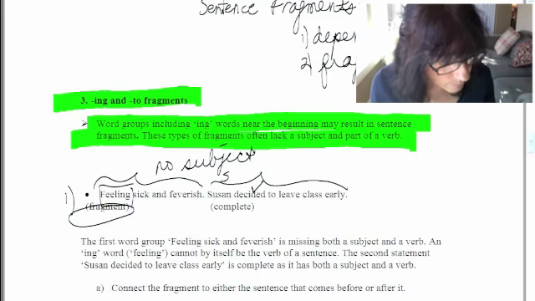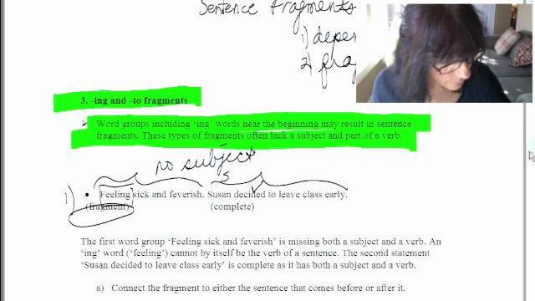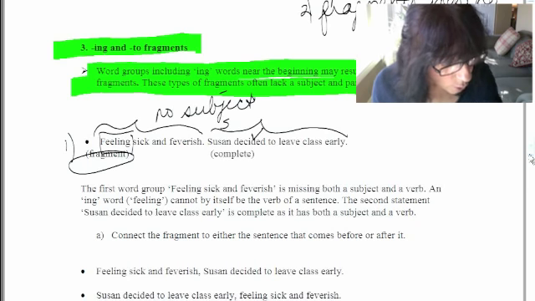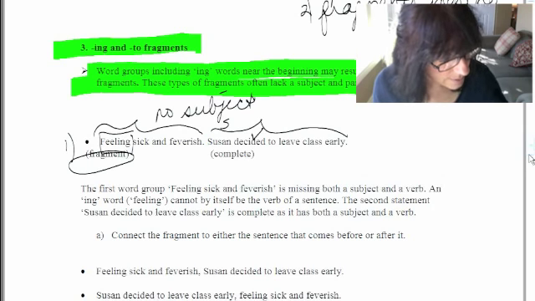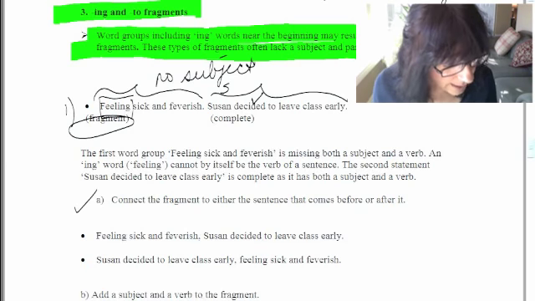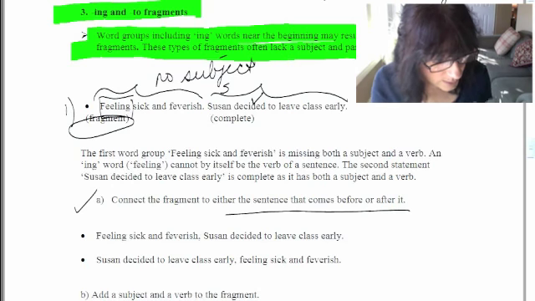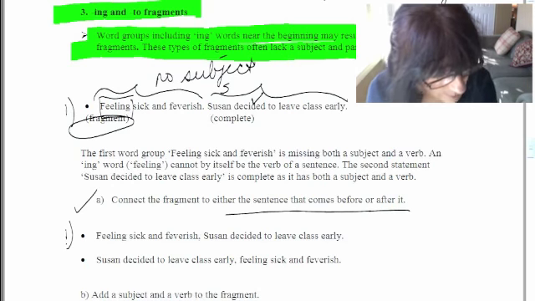So the first word group, feeling sick and feverish, is missing both the subject and part of the verb, so it cannot stand by itself as a sentence. And yet the second sentence is complete because it has your subject and your verb. So how can we correct this? What can we do to correct this error? Well, here's one thing. You can connect the fragment to either the sentence that comes before or the sentence that comes after it. So let's take a look at this correction.